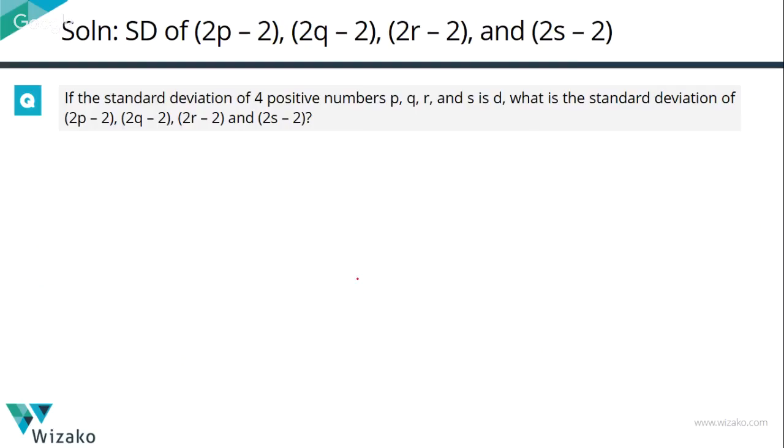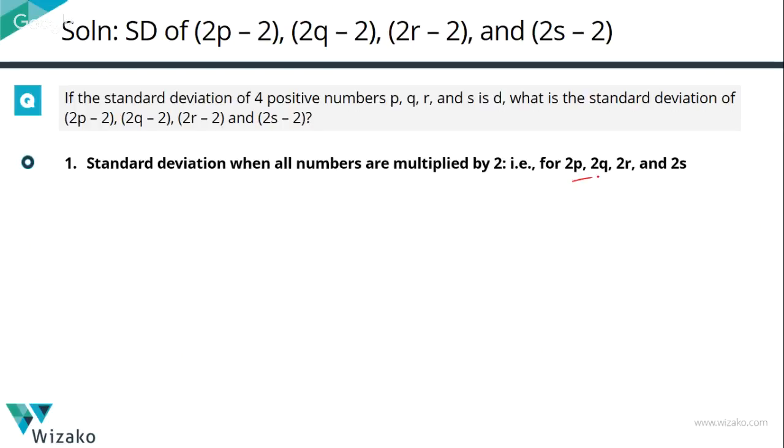Let's get started. What will be the standard deviation of 2P, 2Q, 2R, and 2S? For P, Q, R, and S, the standard deviation is D. We have obtained the second set by multiplying each element by 2. If you multiply or divide each element by a K, the standard deviation becomes K times that. We multiplied each element with a 2. So the standard deviation of 2P, 2Q, 2R, 2S is going to be equal to 2D.